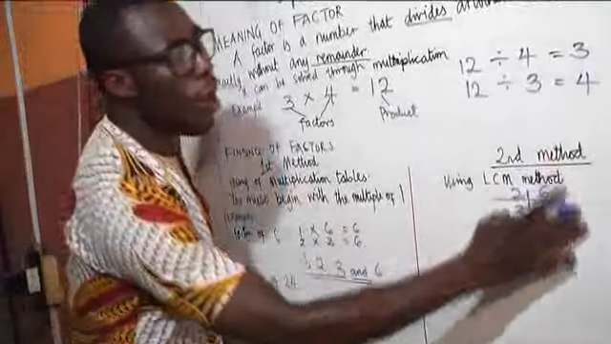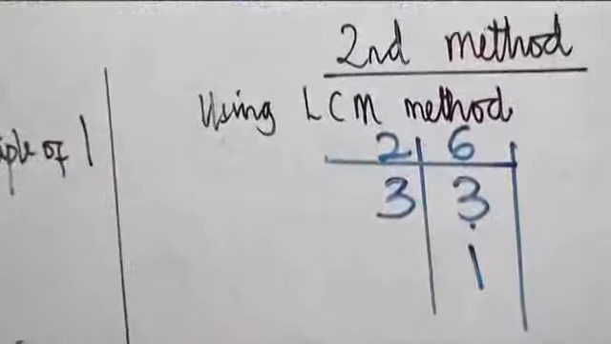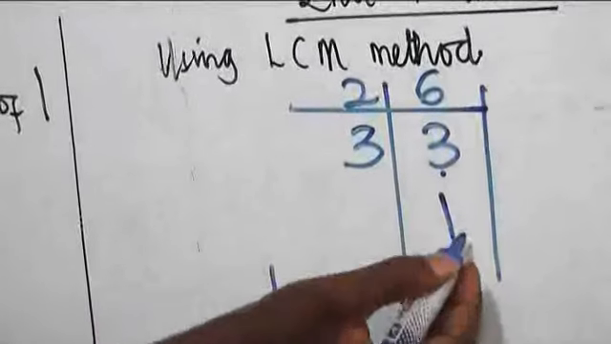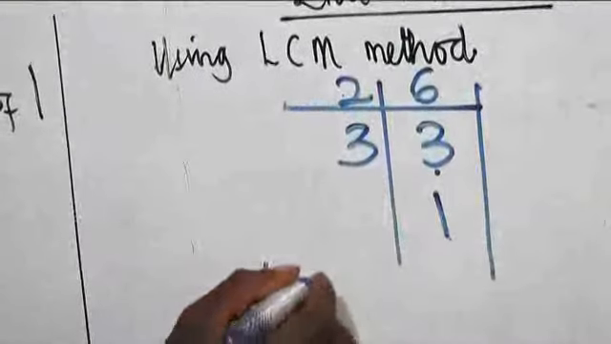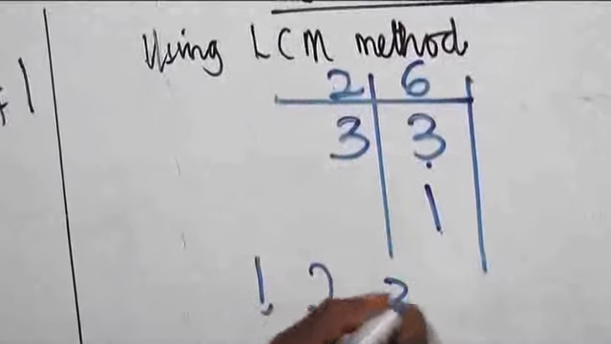Now, from all this outcome, we will now bring out our answers. So now the first one here that we see is what? 1. The second one that we see is here 2. Which one? Other one? We have 3.